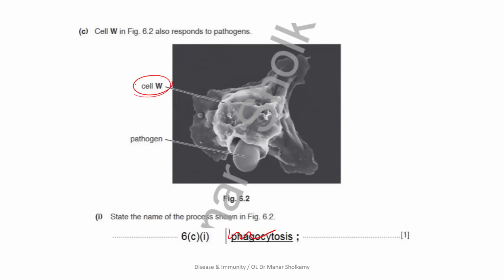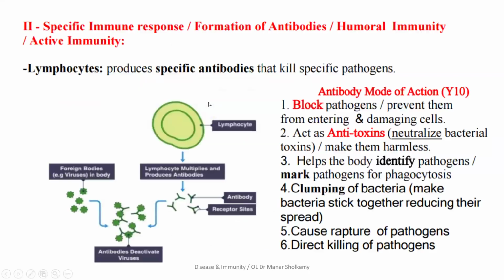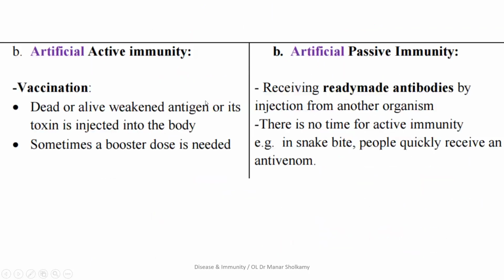Can someone tell me what is cell W? And what is happening here? This is the phagocyte. If you write lymphocyte, it will be wrong. Now, year 10, you need to identify the difference between the phagocyte and the lymphocyte. It's very obvious that this pathogen is being engulfed. You will see it in paper 4. Okay?